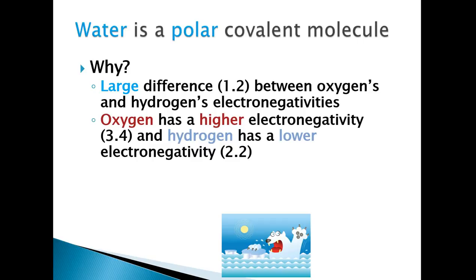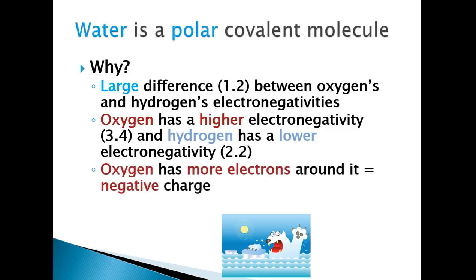Like I said, this would just be on a chart. You'd be given this. You don't have to memorize these. And so all we do is subtract them. We find the difference between them, and that's considered to be a large difference. So anywhere between 0.5 and 2.1 would fall under the polar covalent range. So 1.2 falls in between that 0.5 and 2.1, so therefore we would consider that a polar covalent molecule.